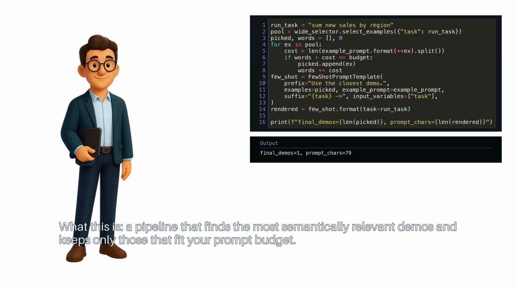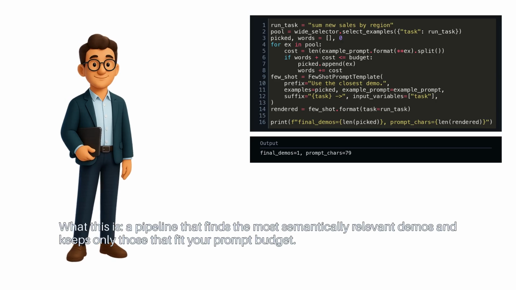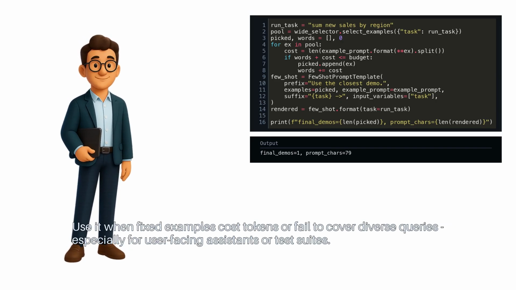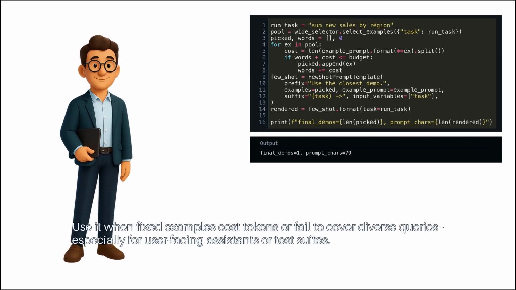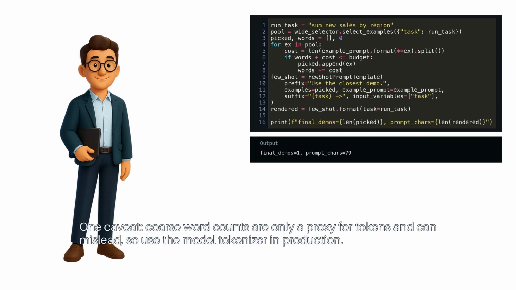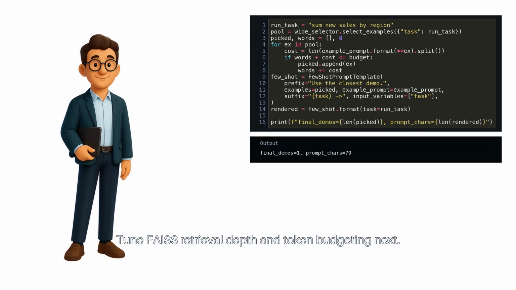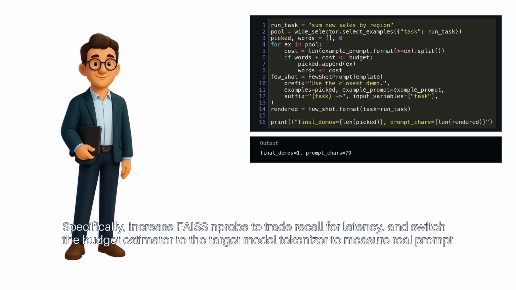What this is: a pipeline that finds the most semantically relevant demos and keeps only those that fit your prompt budget. Use it when fixed examples cost tokens or fail to cover diverse queries, especially for user-facing assistants or test suites. One caveat: coarse word counts are only a proxy for tokens and can mislead, so use the model tokenizer in production. Tune FAISS retrieval depth and token budgeting next. Specifically, increase FAISS nprobe to trade recall for latency, and switch the budget estimator to the target model tokenizer to measure real prompt token usage.